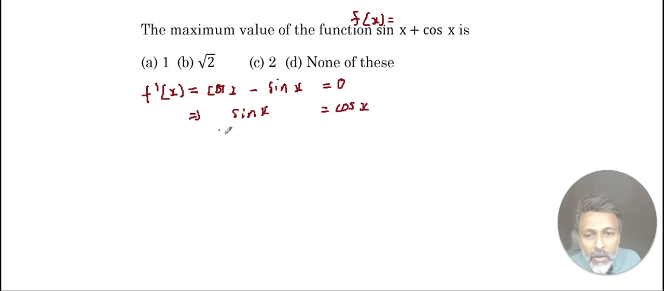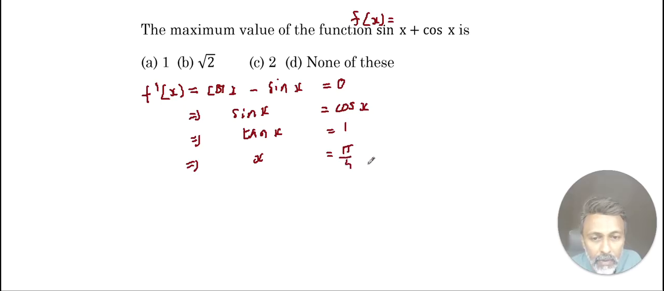We can divide by cos x. So sin x upon cos x becomes tan x is equal to 1. This happens in the first or fourth quadrant. They have not given any interval. Let's take, therefore, x is equal to 45 degrees, which is pi by 4.